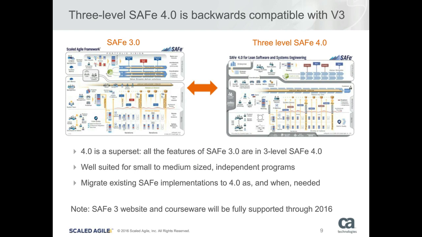So SAFe 4.0 is backwards compatible. And that means that if you're in a 3.0 implementation, you can for sure continue on that website. It's fully supported. It's at version 3.scaledagileframework.com, but you don't have to. And the reason is that whatever your roles and artifacts are, they're going to be carried in 3-level SAFe already. So we really want you to kind of point your browsers to the new Scaled Agile Framework, because there's a lot of new features there for you.